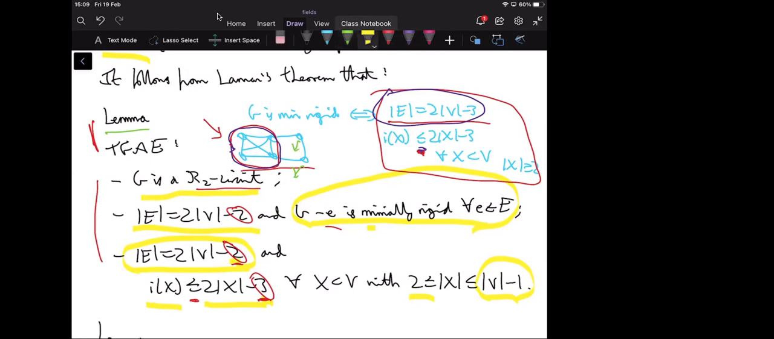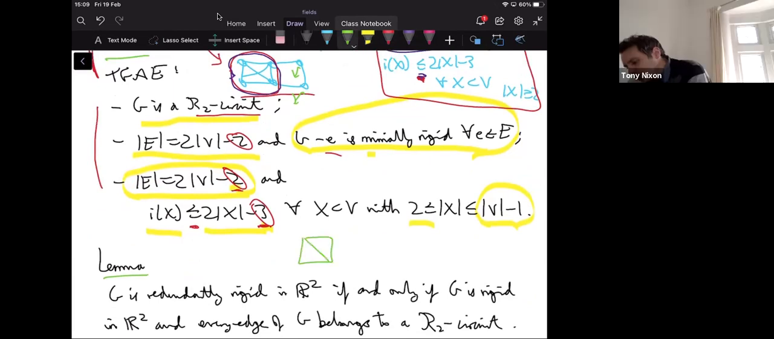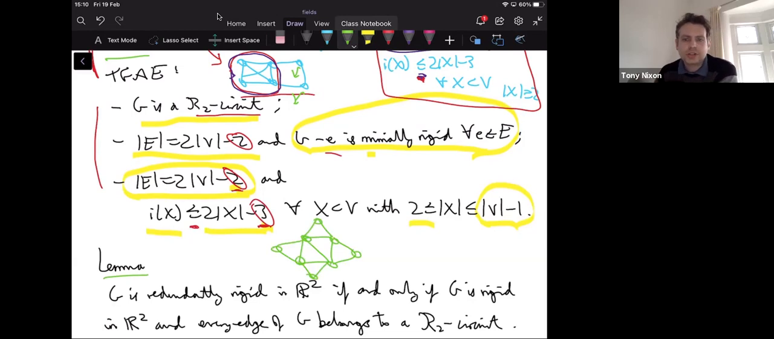So basically, to get a circuit, you take a 2-3 tight graph and add an edge, but you want to make sure that all subgraphs still have this 2x minus 3 condition. Yes, you're exactly right. If you take any 2-3 tight graph and you add an edge, you will get a circuit. But what I want is for that circuit you get to be the entire graph. So here's a 2-3 tight graph.